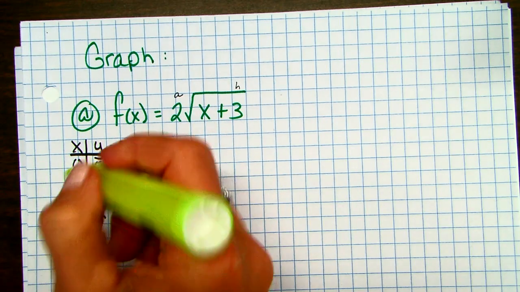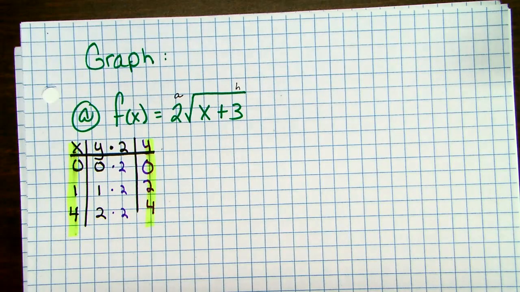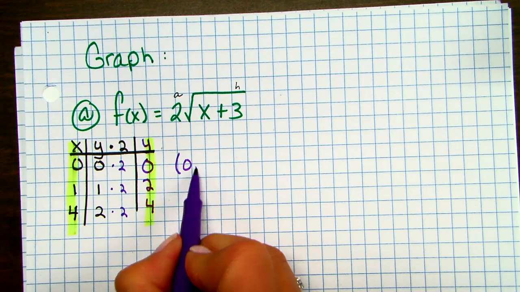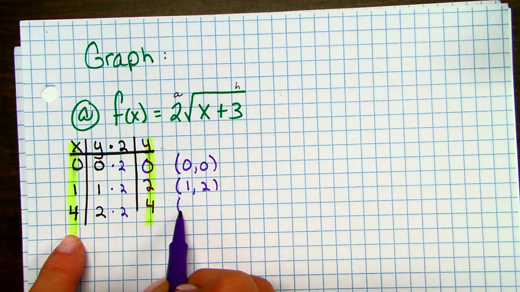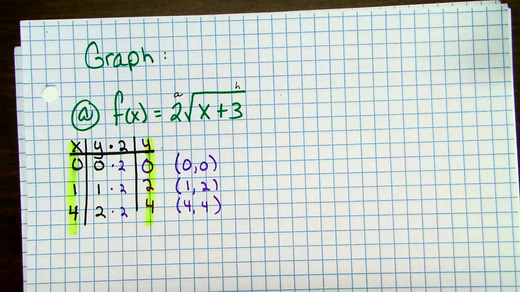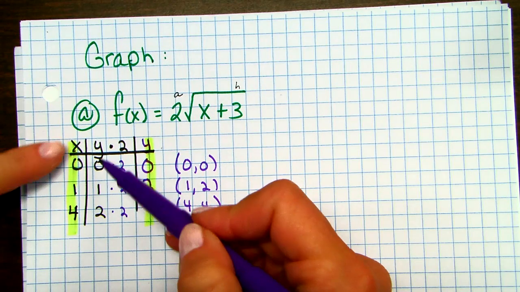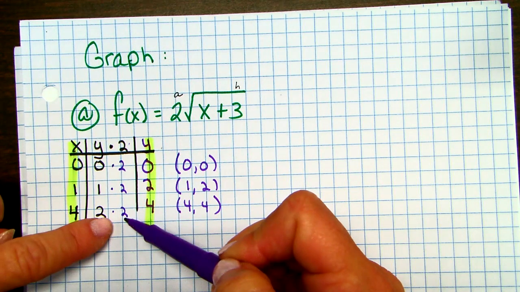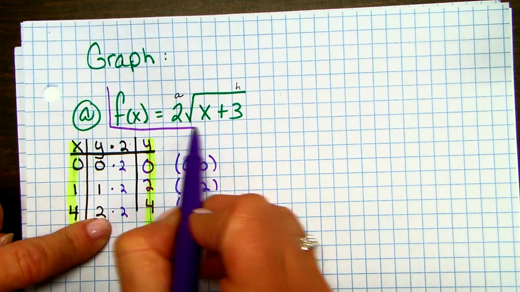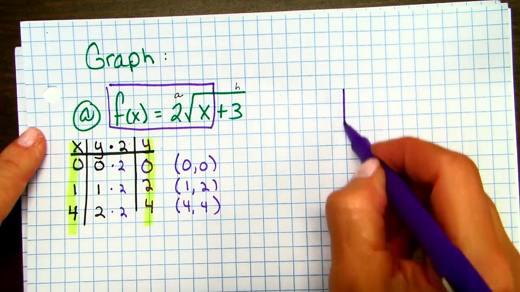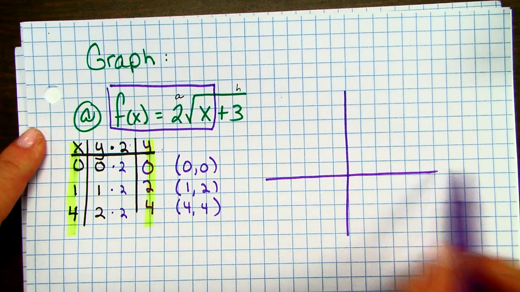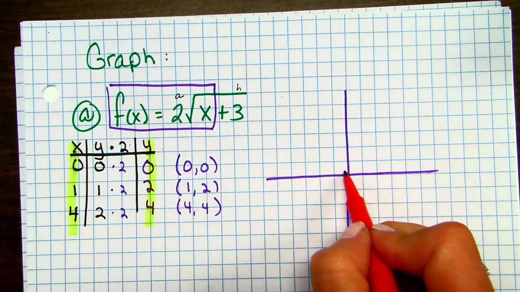So what we're going to graph are these points. And you don't have to write this, but I just want you guys to see I'm using 0, 0, 1, 2, and 4, 4. So what these 3 points are is our parent function stretched vertically by 2. Okay? So that's really this part of the function right there. So we're going to start by putting those points on the graph with x's, not connected. Okay? So just sketch it right now. X's, because this is not our final graph.